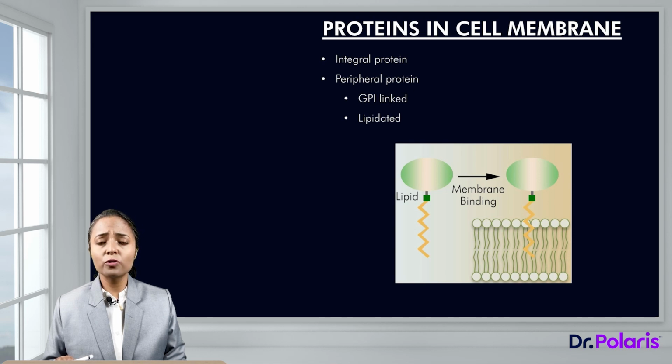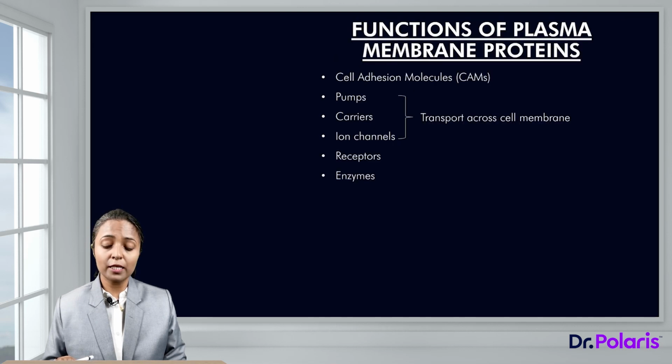So what are the functions of the proteins which are present on the plasma membrane? Well, they act as cell adhesion molecules. So by the use of these proteins, the cells interact with each other, make cell-cell contacts, and they also interact with the extracellular matrix. So what is formed is cell extracellular matrix junctions. Then these proteins also help in transport across the cell membrane. So they act as pumps, carriers, ion channels. They also act as receptors.